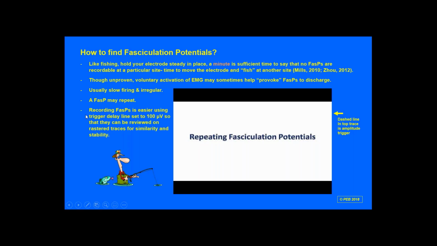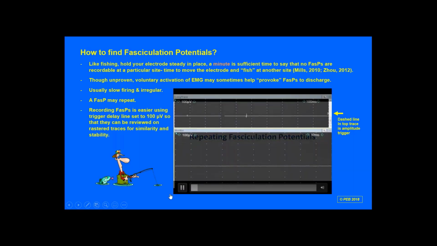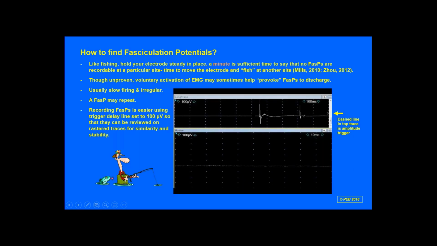I emphasize this is a terrific tool to use on your system. And I'm going to show you a recording, and pay attention to the dashed line up here, which appears later in the recording, so you can see how nicely we can collect these and examine them to tell if they're repeaters or non-repeaters. Now we're in kind of a standard sweep mode.